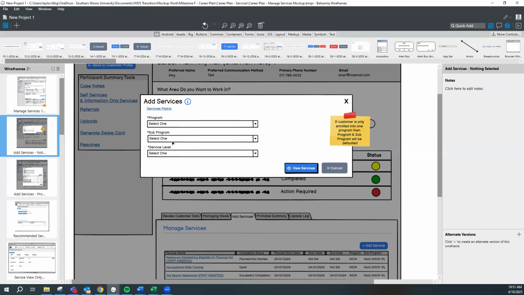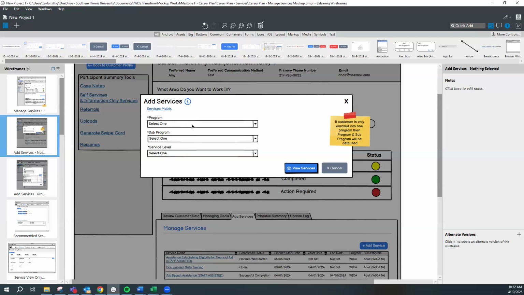But once again, if maybe you have someone who's co-enrolled in adult and dislocated worker, this will still be defaulted to WIOA, but then you'll be able to select between adult and dislocated worker in this drop down. And this will expand further as we add new programs into the system. So if you end up having someone who's co-enrolled in WIOA or JTED, that would change here and things like that. Then you'll have your service level, so you'll be able to select, do you want to add career services, training services, supportive services, follow-up services, and if it's a youth, you'll have your youth program elements as an option.